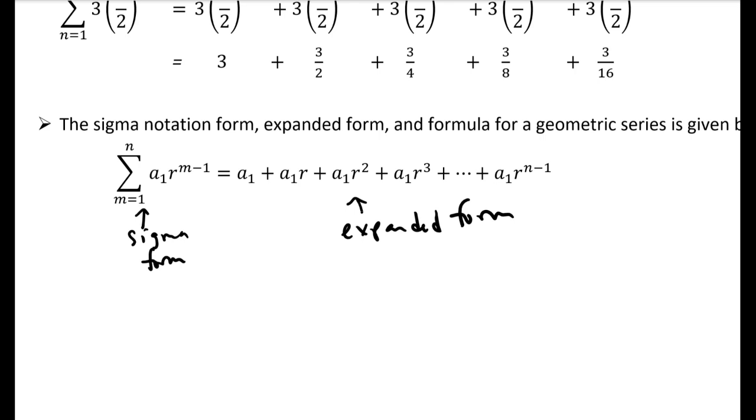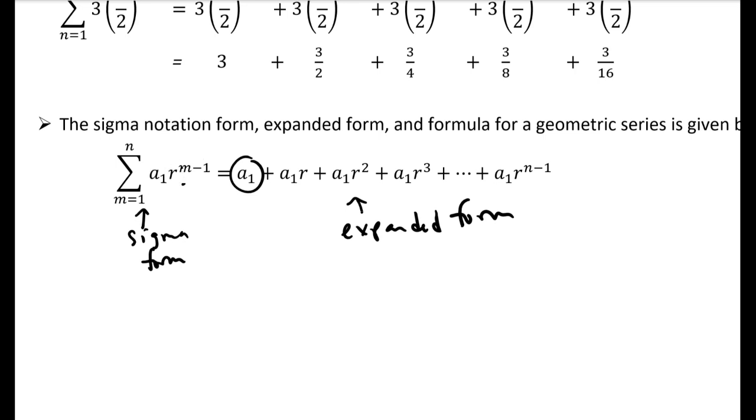How did we get the expanded form? It's pretty simple. All you have to do is plug in 1 into there, right? And 1 minus 1 is 0. So we get r to the 0. Well, we know r to the 0 is just 1, so that goes away, and we're left with a1. So that's how you get the first one.